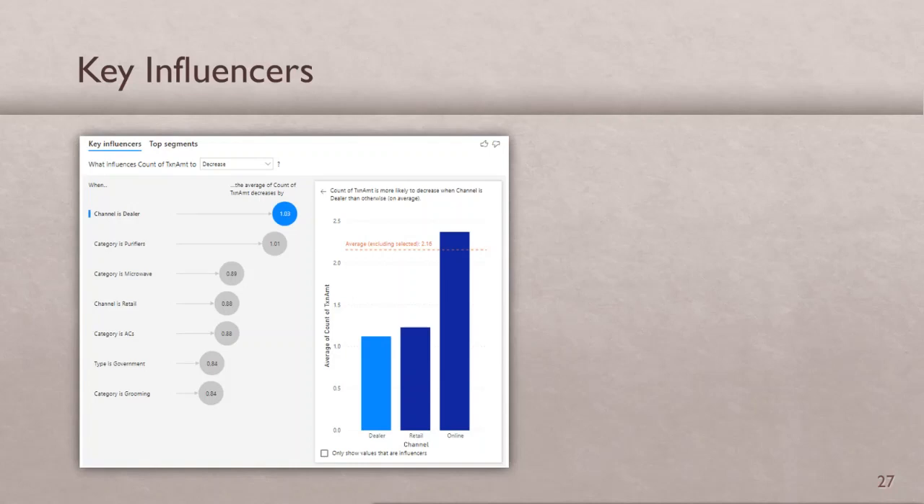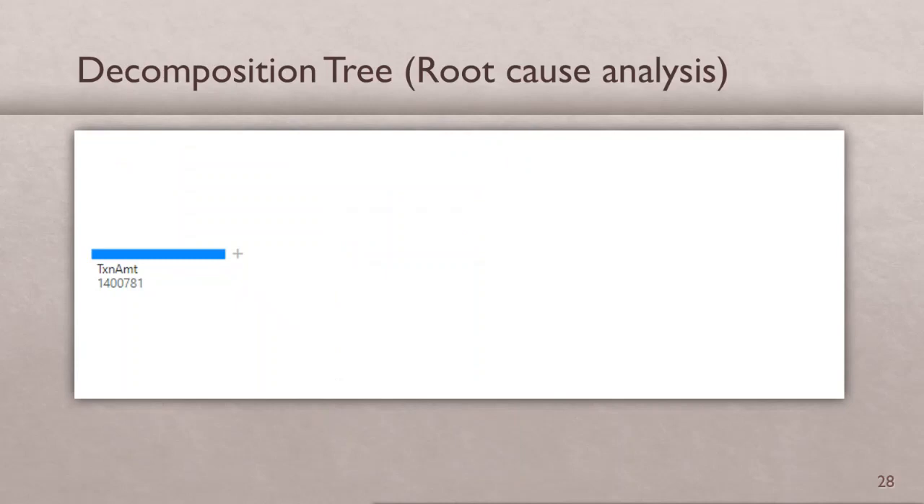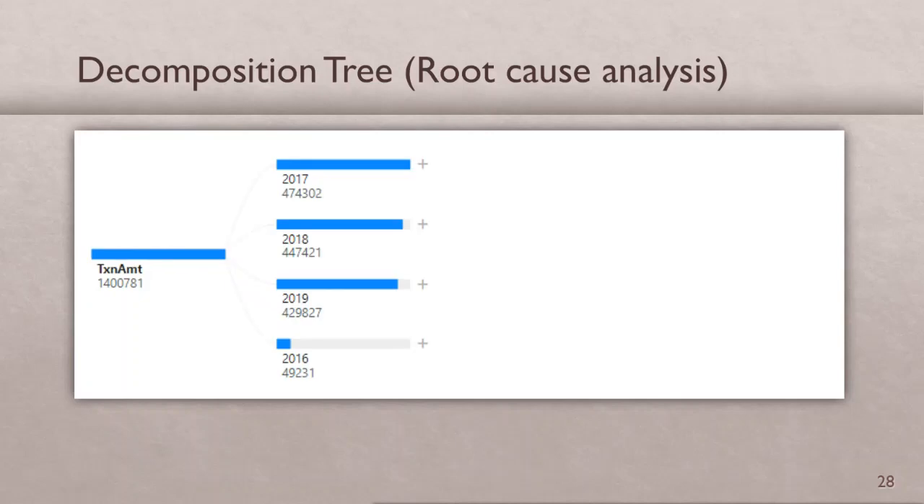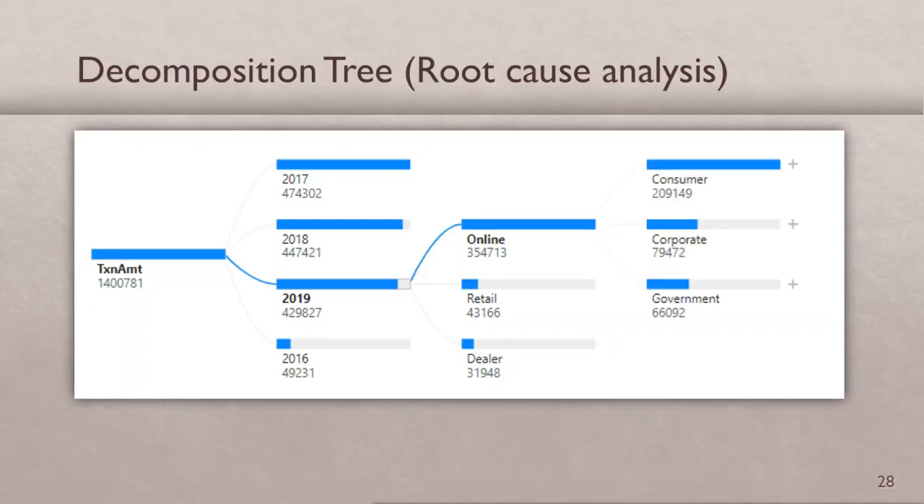Another way of interactively exploring the data, which is impossible unless you really struggle with a pivot table, is called decomposition tree. This is very useful for root cause kind of analysis. So you start with the highest thing, total revenue, and then you break it down by whatever you want. In this case, I have broken it down by years. Now I want to break down one of those years by something else, which is the channel of transaction. Then I want to break it down further by another one called type of consumer, customer type: consumer, corporate, or government.